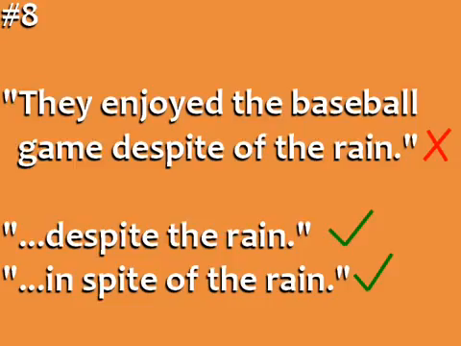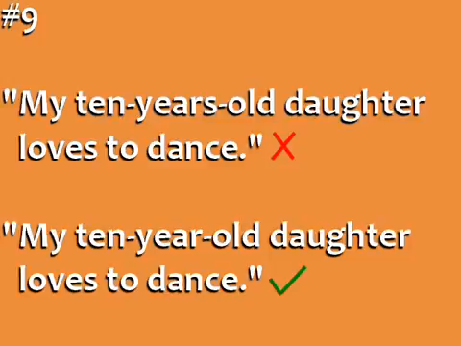Number 8. They enjoyed the baseball game despite of the rain. Despite and in spite of mean the same thing, but after despite we never use of. The correct sentence would be, they enjoyed the baseball game despite the rain, or they enjoyed the baseball game in spite of the rain.